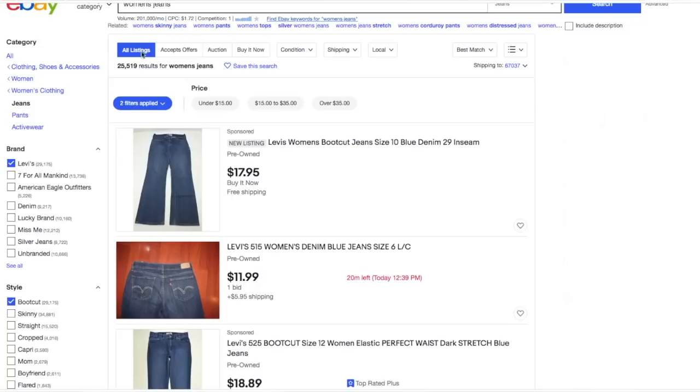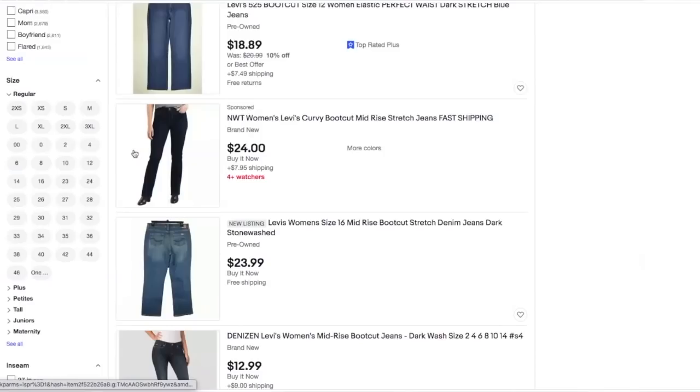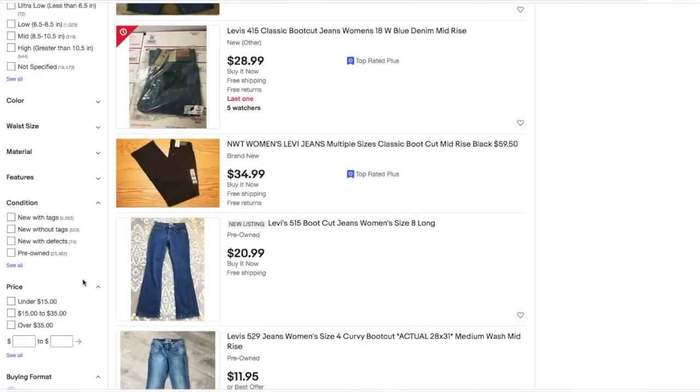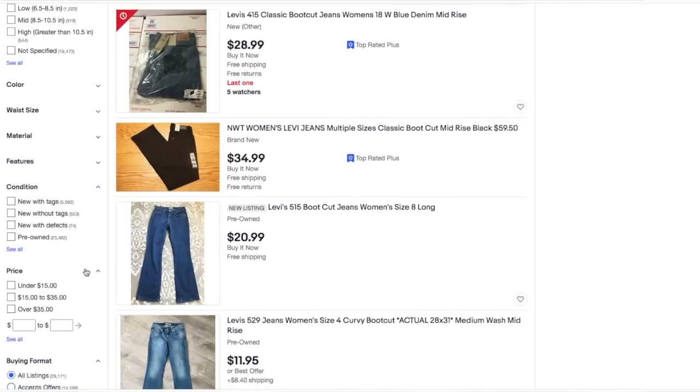So right now we see that there are 25,519 active bootcut Levi's women's jeans. Remember, we're looking at women's jeans, bootcut, Levi's. There's currently 25,519 active listings available for sale. So now let's find the sell-through rate to see how well Levi's bootcut jeans are selling through right now.